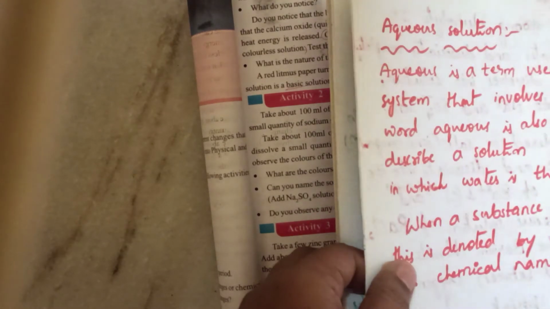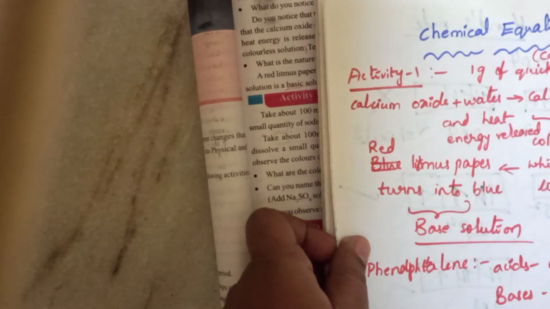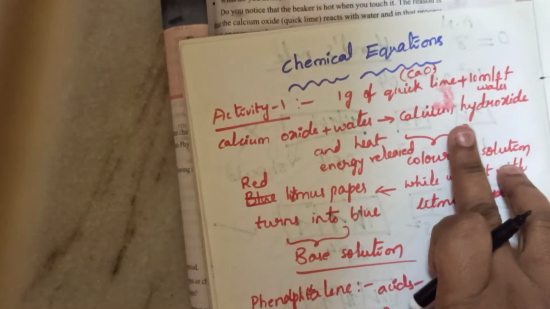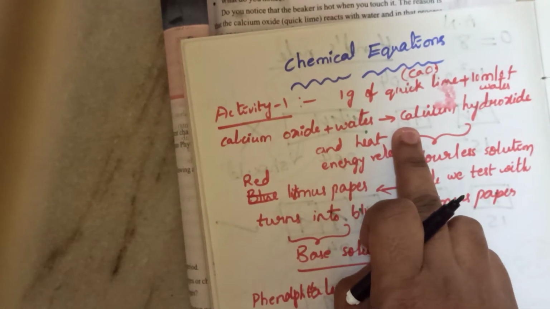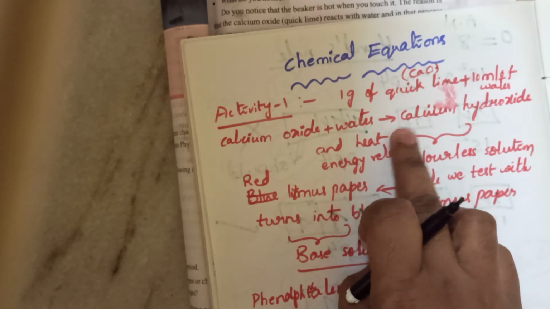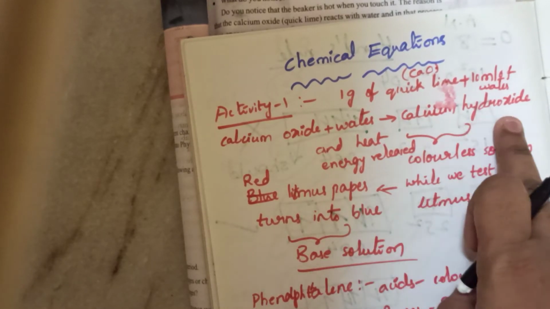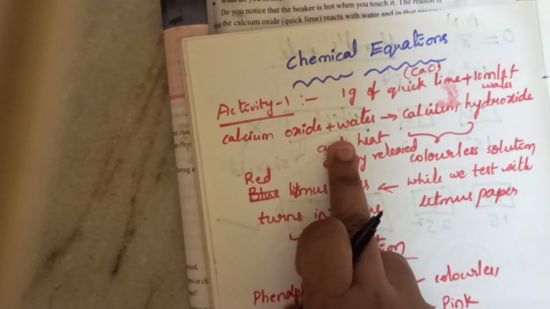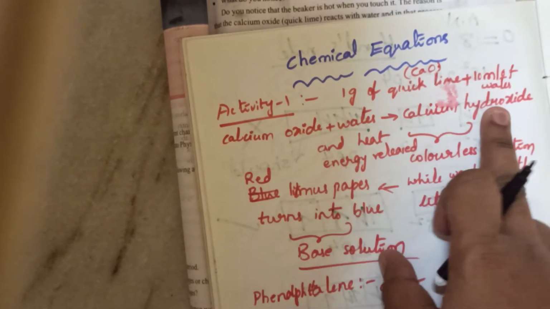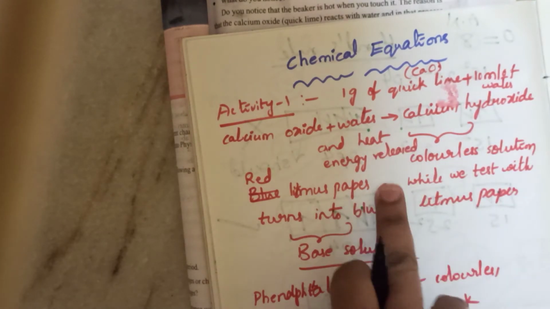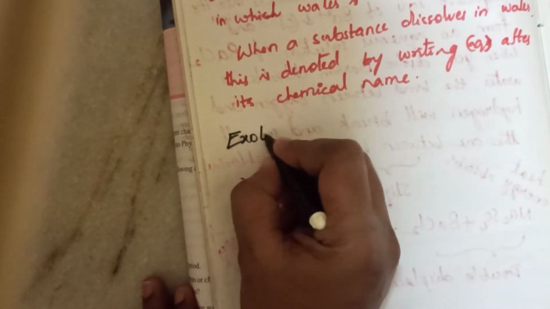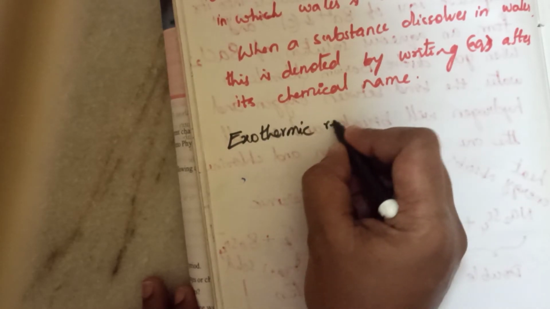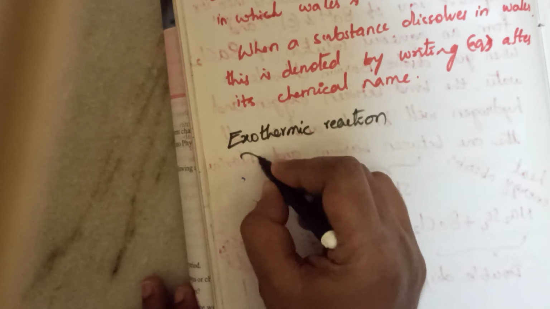In activity 1, we take 1 gram of quicklime plus 10 ml of water. Calcium oxide plus water gives rise to, we need to read it like this, children, gives rise to calcium hydroxide. Here the water molecule mixes with calcium oxide, we get calcium hydroxide, and heat energy is released. I want to explain two terms, children: endothermic and exothermic reactions. This is also most important.